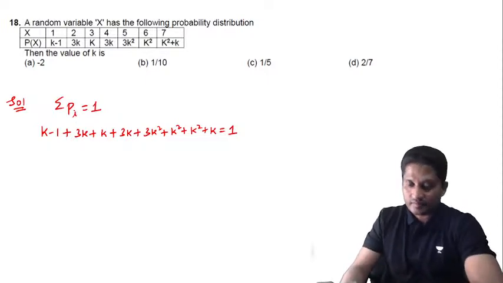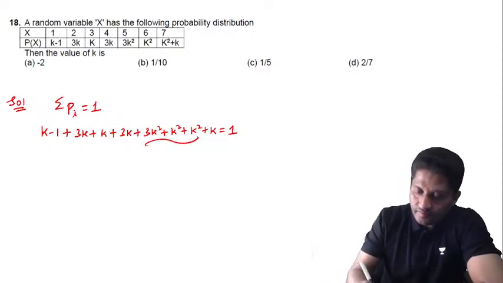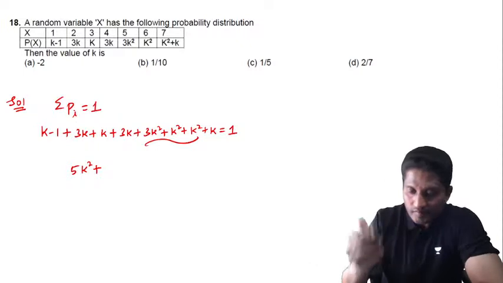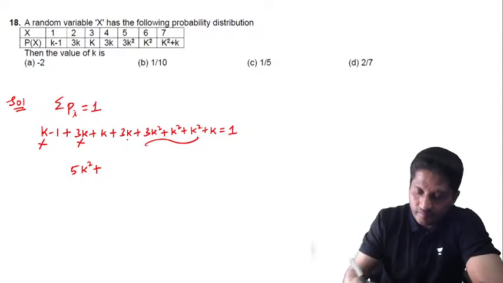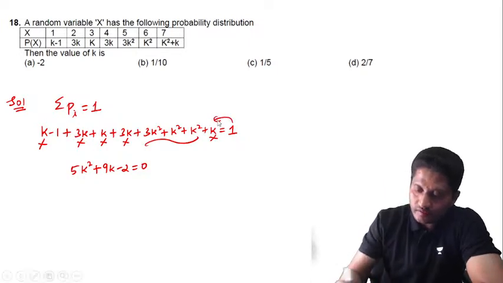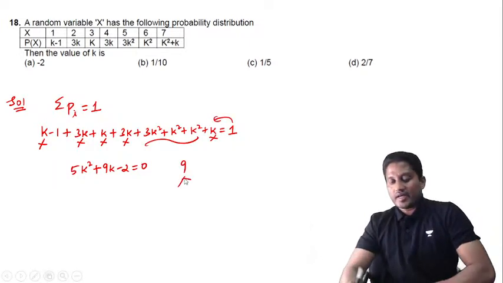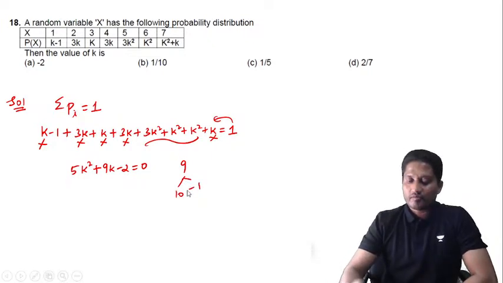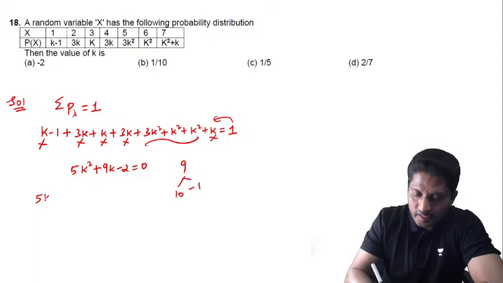Now if I simplify this, it is 5K square. K plus 3K is 4K, 4K plus K is 5K, 5 plus 3 is 8, plus 1 is 9. So 9K, and then minus 2 is equal to 0. If you shift here, now this is 9, right? If I add, I should get 10. 10 minus 1 will be 9. You multiply, you get minus 10. This should be written as 5K square plus 10K minus K minus 2 is equal to 0.